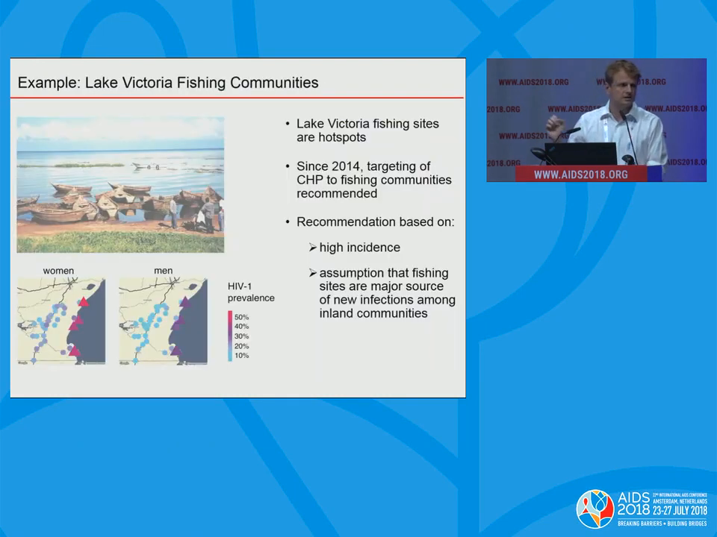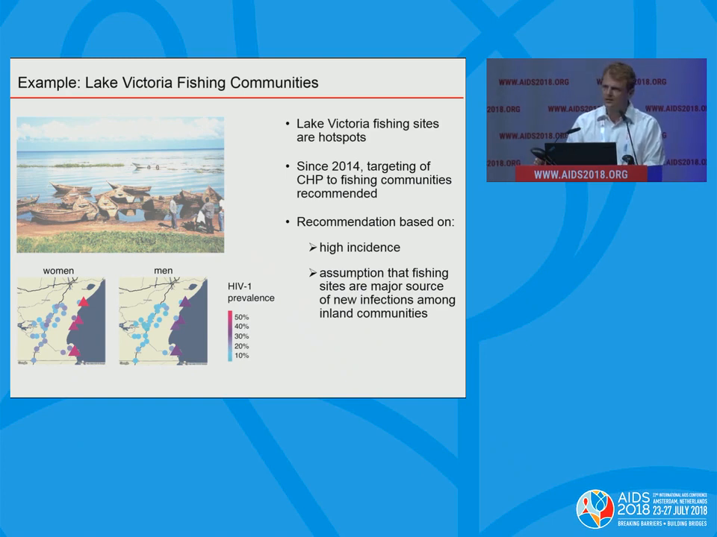And if you zoom in on East Africa, fishing sites around Lake Victoria are hotspots. I'm trying to show you with the bottom two maps that the HIV prevalence we're estimating in fishing sites amongst women was about 40%, and amongst men it was 30%. And since 2014, the Ugandan National ART guidelines recommend geographic targeting of combination HIV prevention to these fishing sites. And this included immediate ART provision after diagnosis.